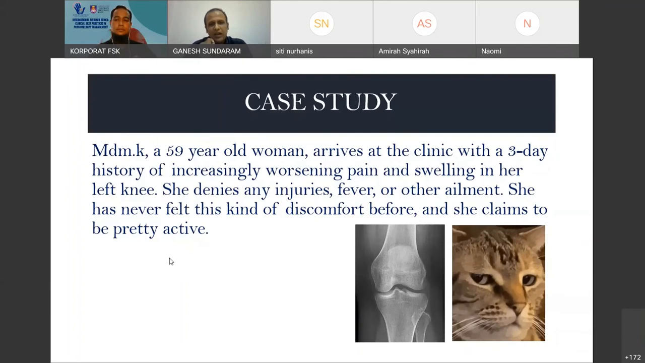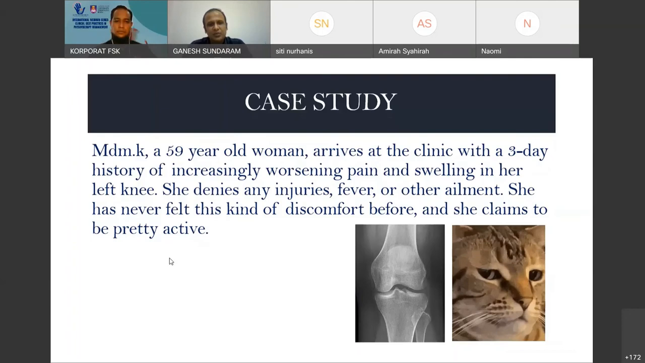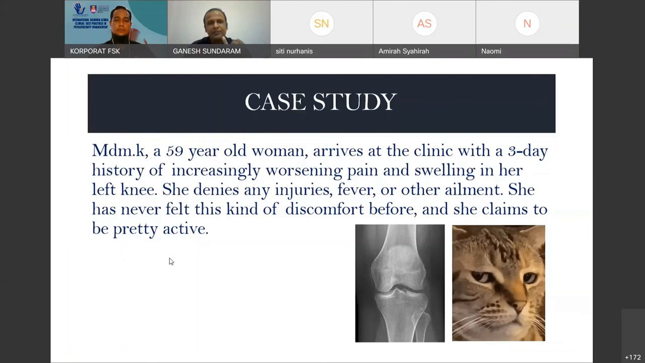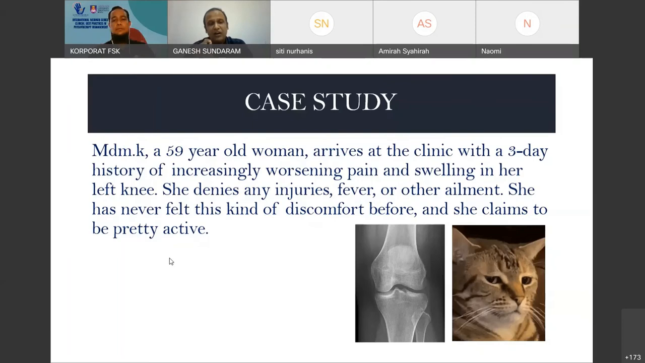What actually is the Ottawa knee rule? What the rule says is, for example, when the patient comes to me, if the patient is above 55 years, I can go for an X-ray, number one. Number two, if the patient has isolated patellar tenderness, meaning pain comes only in the patella, I can go for an X-ray. If my patient has isolated tenderness in the neck of the fibula, where your common peroneal nerve is, I can go for an X-ray if there is pain.